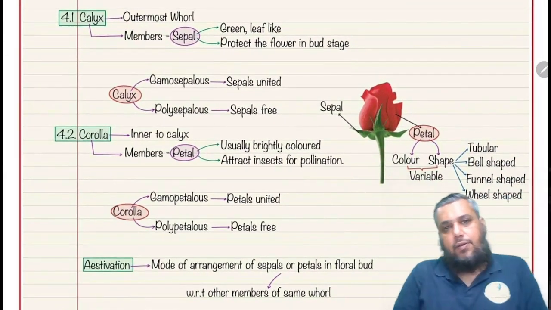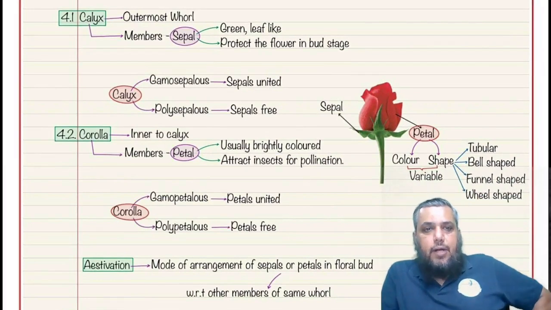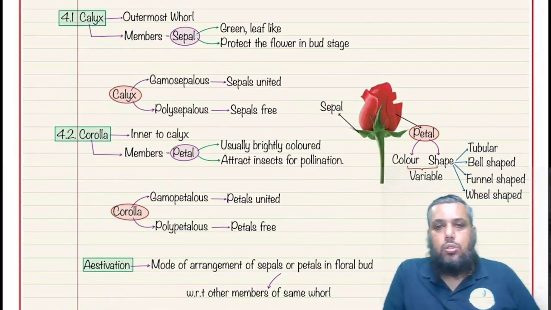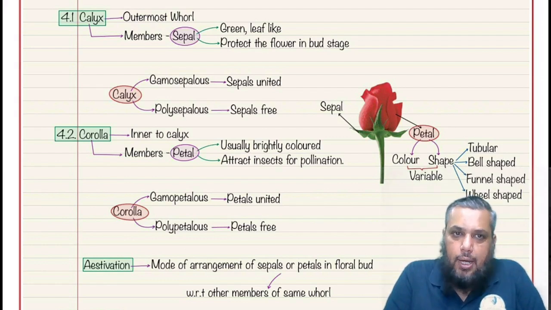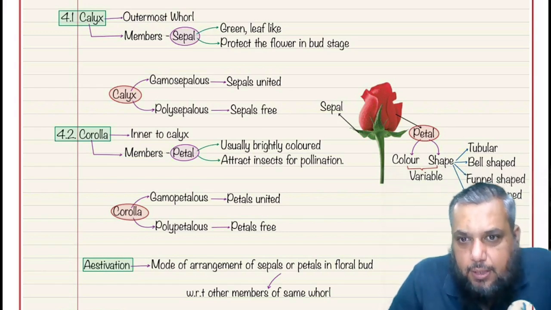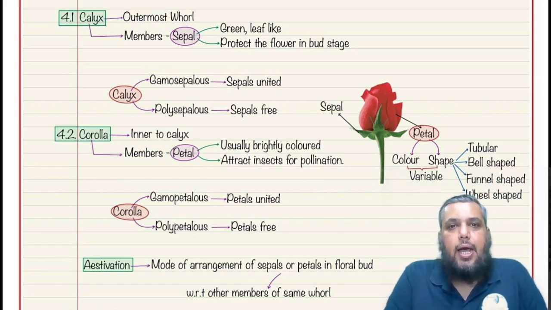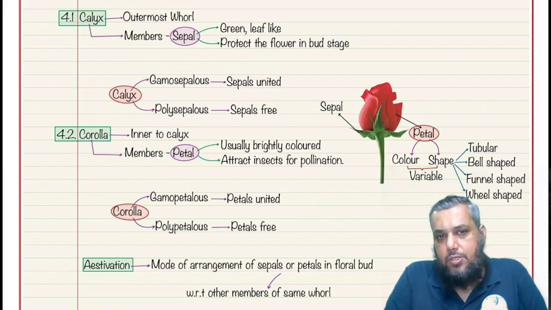So as we defined, a flower is a modified shoot which is meant for sexual reproduction, and the outermost whorl of a flower is called calyx, followed by corolla, androecium, and gynoecium. So calyx is the outermost whorl. Individual members are called sepals. It is green in color, it is leaf-like, and it protects the flower in the bud stage.